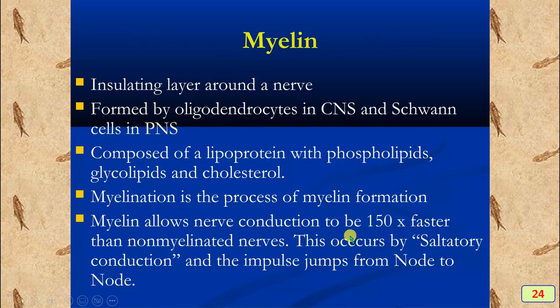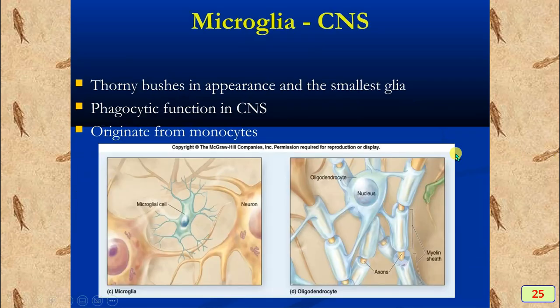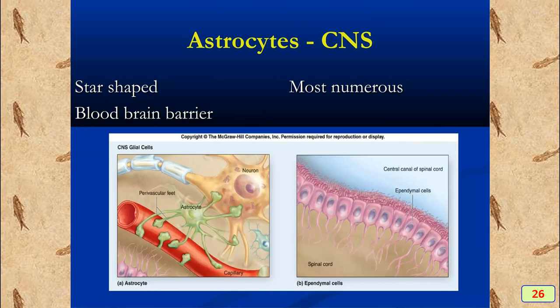The myelin sheath is an insulating layer around the nerve, formed by oligodendrocytes in the central nervous system and Schwann cells in the peripheral nervous system. It is composed of a lipoprotein with phospholipids, glycolipids, and cholesterol, and myelination is the process of myelin formation. Here you can see the microglia of the central nervous system and the peripheral nervous system. Astrocytes are star-shaped, form the blood-brain barrier, and are most numerous in nature.